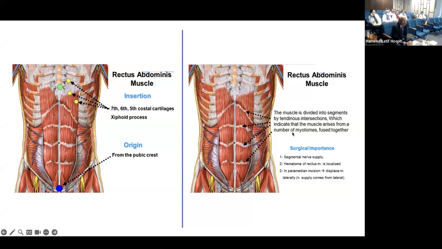Surgical importance is segmental nerve supply. And if there is hematoma formation, that will be limited to that particular segment. It is localized.